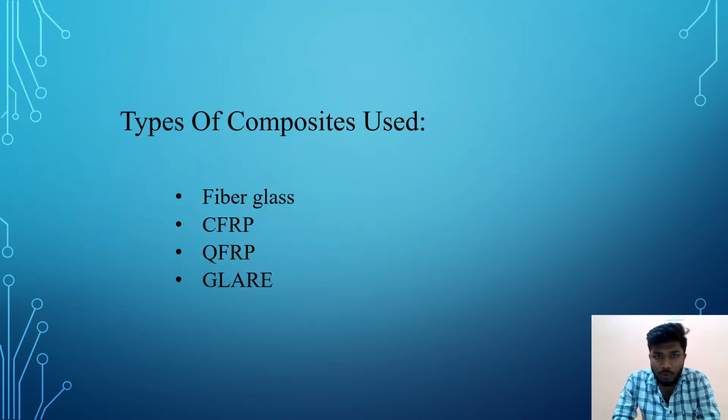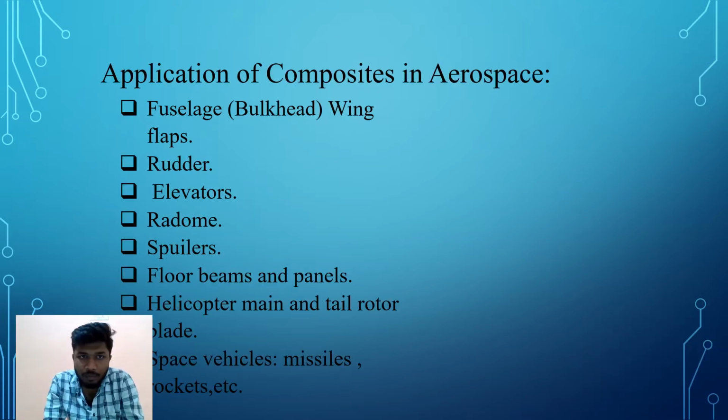Types of composites which are used in the aerospace industry. The types are fiberglass, CFRP, KFRP, and GLARE. These are some of the components which are used in the aerospace industry.